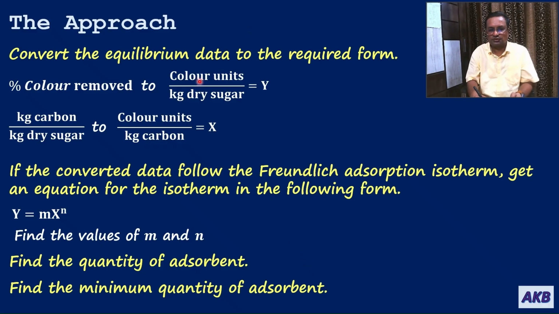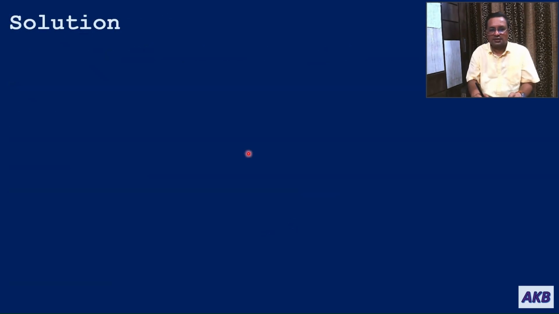So a simple approach. First, we will convert the equilibrium data to the required form. Then we will check whether the converted equilibrium data follows the Freundlich adsorption isotherm, that is, whether it follows this equation. And if so, we are going to get the values of the constants m and n. Then we will find the quantity of adsorbent that is required, and then we will find out the minimum quantity of adsorbent that can be used in this case. Let us move on. So let us start solving this numerical.